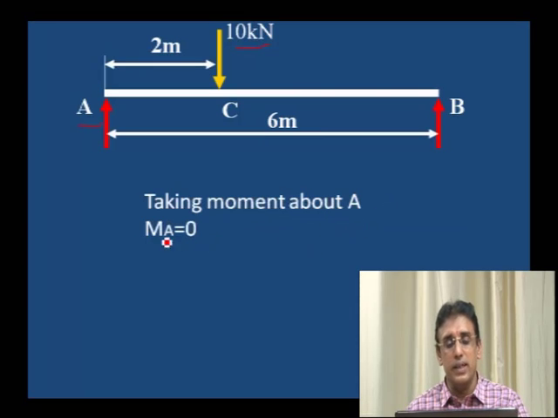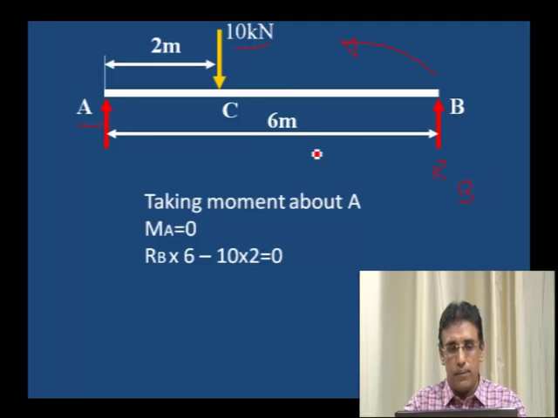First I am using sigma MA is equal to 0, one equilibrium condition. Here at B we have the RB reaction. This RB reaction is vertical, and its moment about A is RB into 6. RB into 6 must be equal to 10 into 2. RB into 6 is the anti-clockwise moment.